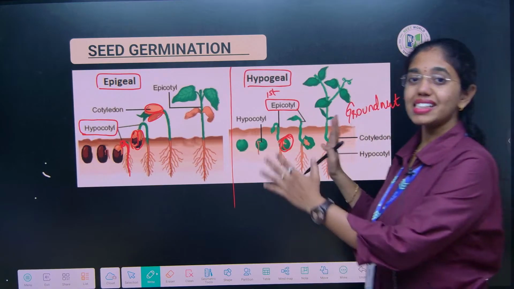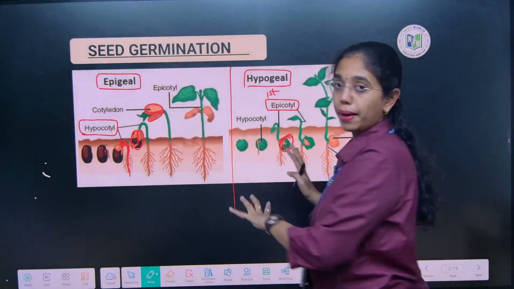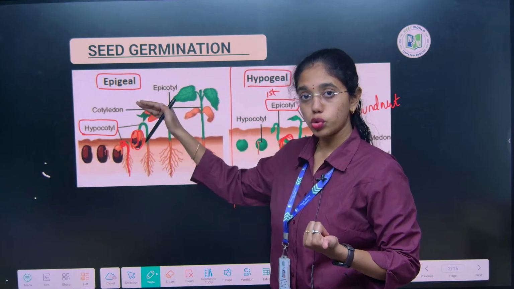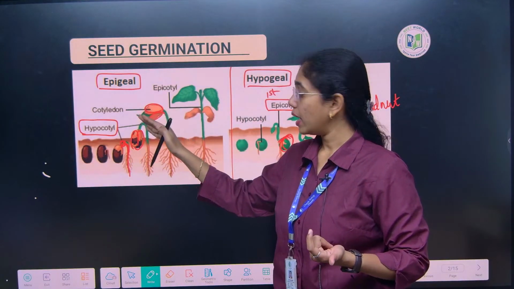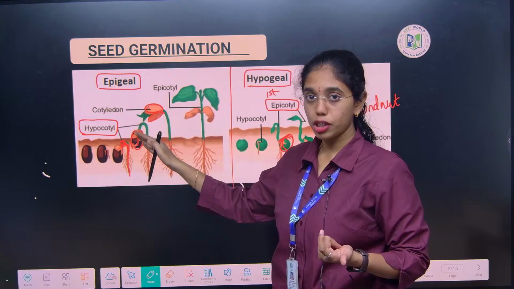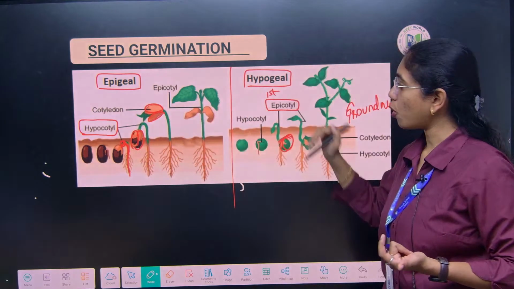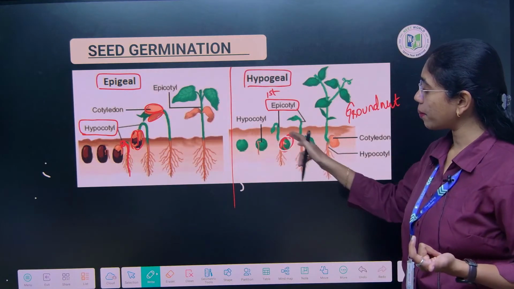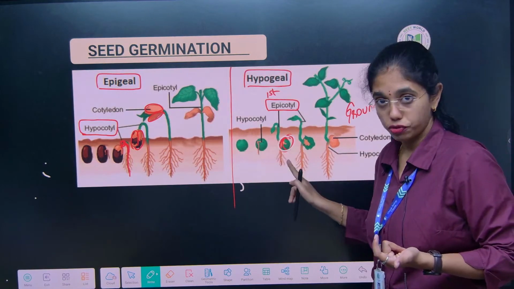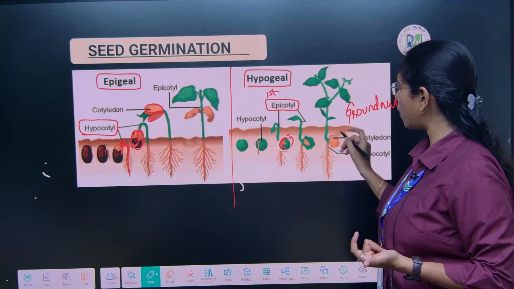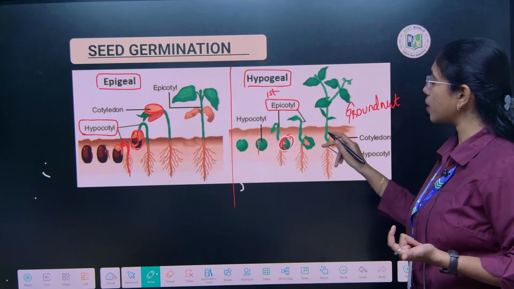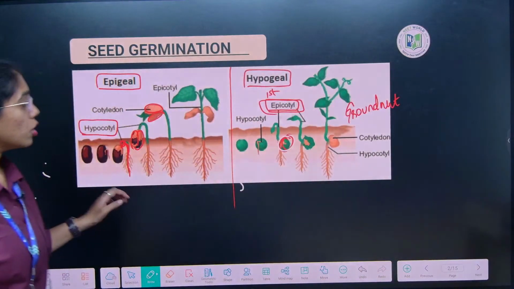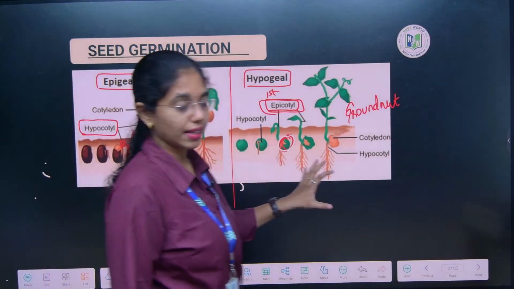So the basic differences between epigeal and hypogeal seed germination. In epigeal seed germination, cotyledons will rise above the ground and it is first hypocotyl that emerges from the seed. Whereas in hypogeal seed germination, cotyledons will remain underground throughout the period of germination and epicotyl emerges first. So these are the two types of seed germination.